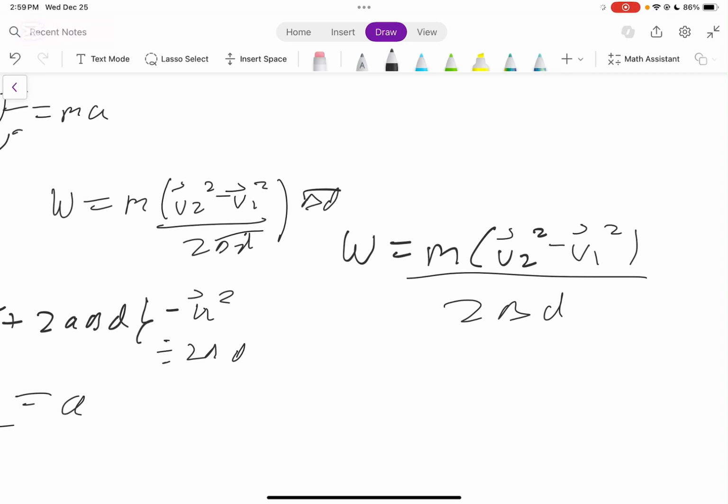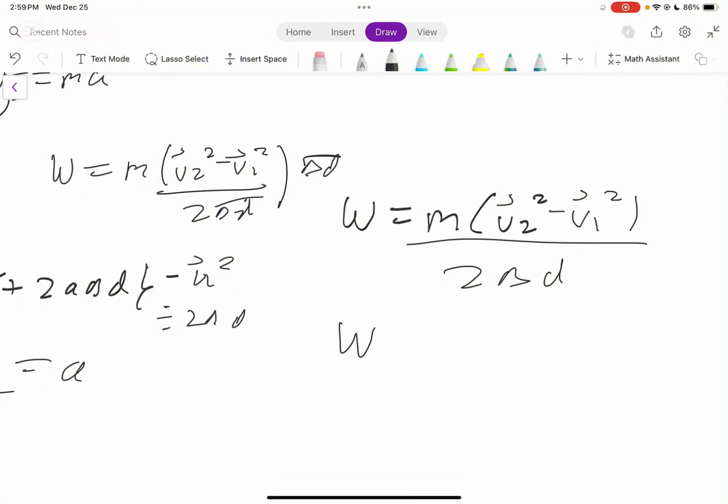And from here, you can get work is equal to 1/2 mv2 squared minus 1/2 mv1 squared. And that's how we get our different works.